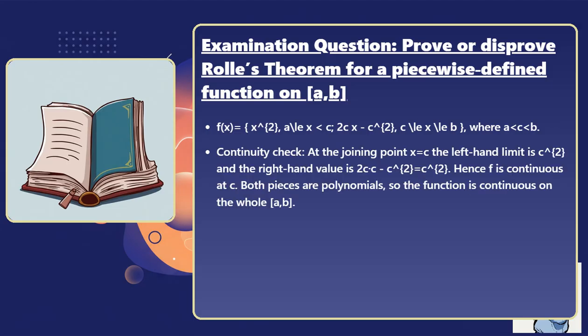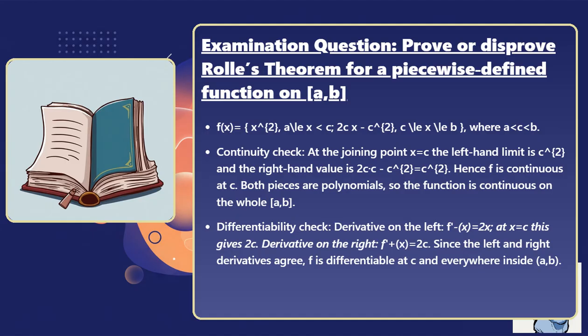At the joining point x equals c, the left-hand limit is c squared, and the right-hand value is 2c times c minus c squared, which simplifies to c squared, so f is continuous at c. Both pieces are polynomials, so the function is continuous on the whole interval from a to b.